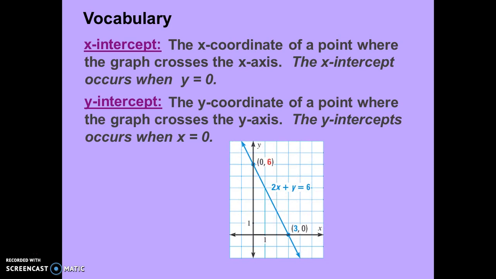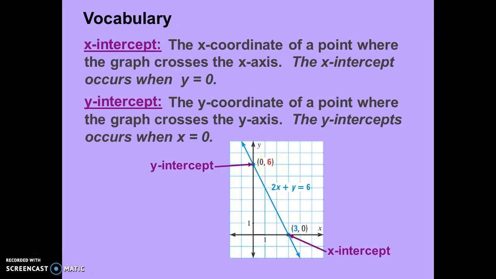So here's a graph with a picture of both an x and a y-intercept. And so the one down here, when we find our x-axis, so horizontally, where the blue line is crossing it, is right here at 3, 0. So we would say 3 is the x-intercept. But again, notice how the y-coordinate here is 0. So it's 3, 0. Okay, and then for the y-intercept, that's up here because we're looking for where does it cross the y-axis. So this point is 0, 6. So our x-coordinate is 0 and our y-coordinate is 6.